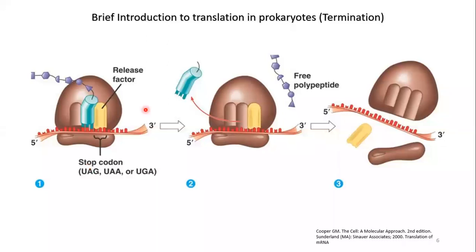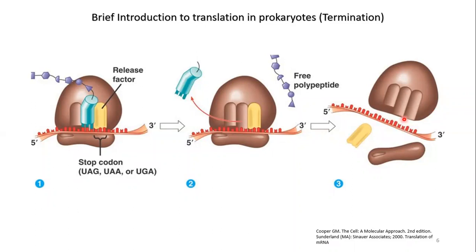So you have these three stop codons in the termination process. As soon as you reach these stop codons, they are not recognized by any tRNA. Then release factors come and bind to the stop codon, and your whole peptide is released from the P site. So you have a free polypeptide, and the whole assembly breaks and is ready for another cycle, to go and bind to another mRNA.